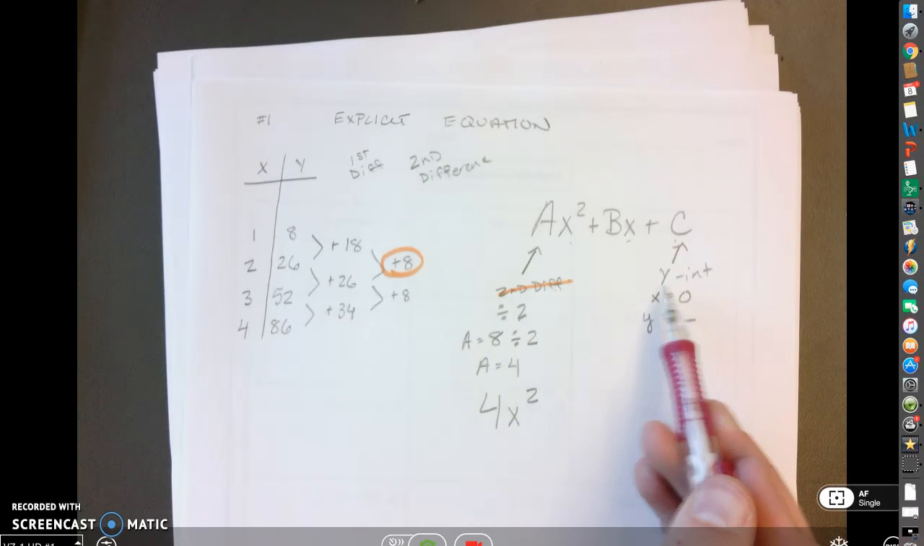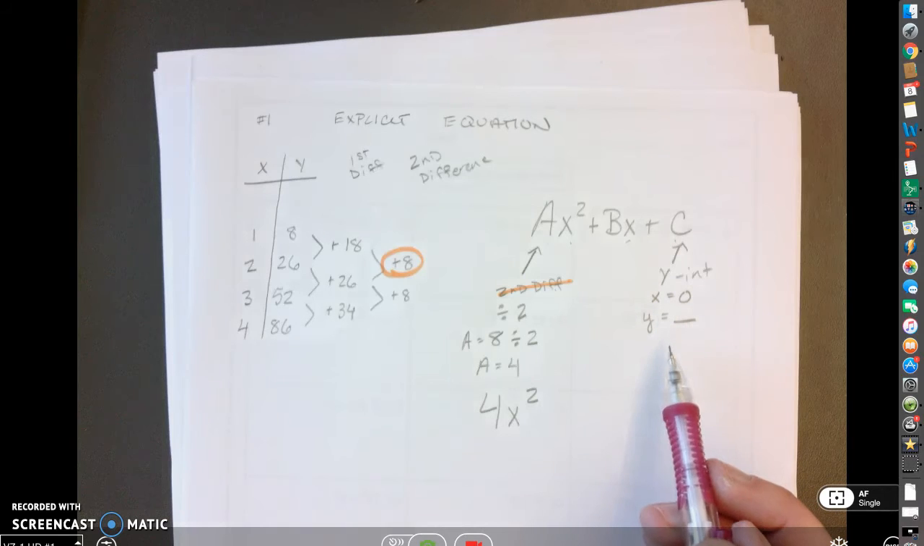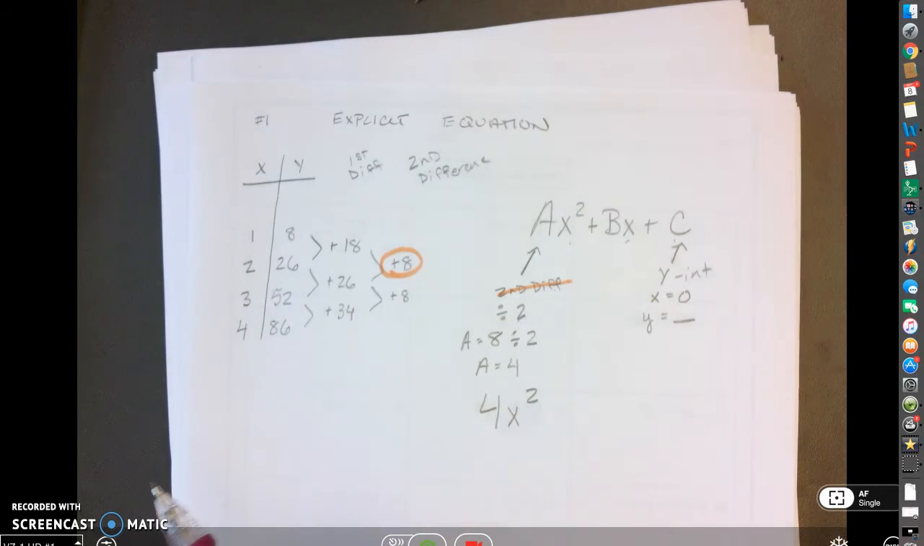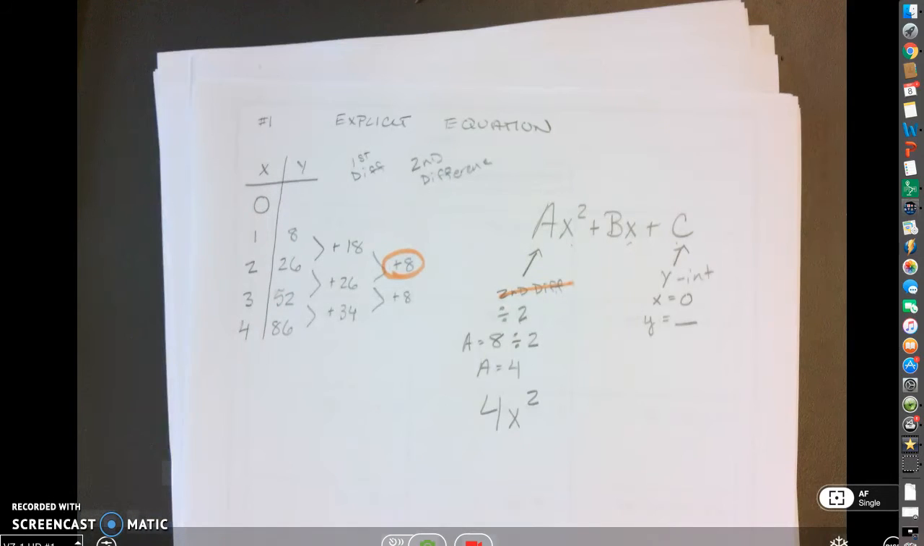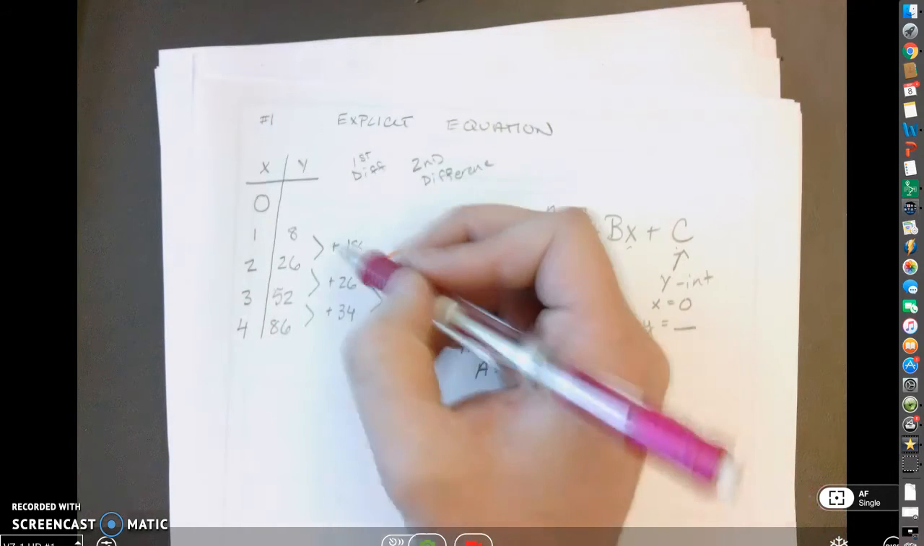So again, it's your y-intercept. It's when x is 0, what is y? So go look at your table. Okay, now there is no 0, so I have to go backwards to 0. I left some space in my table, which makes it easier. So now we've got to do our pattern backwards.